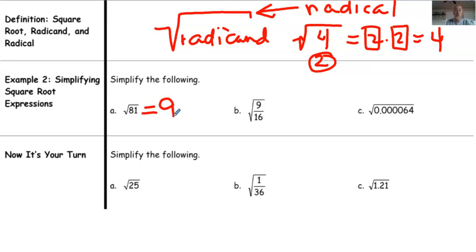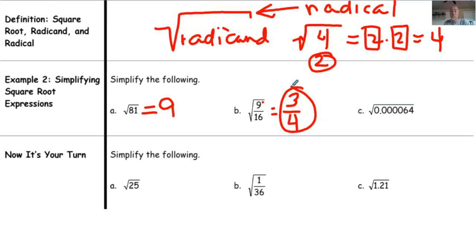If you have a square root of a fraction, like 9/16, then really all you have to do is ask yourself, what's the square root of 9? That's 3. And what's the square root of 16? That's 4. So the answer is just 3/4.